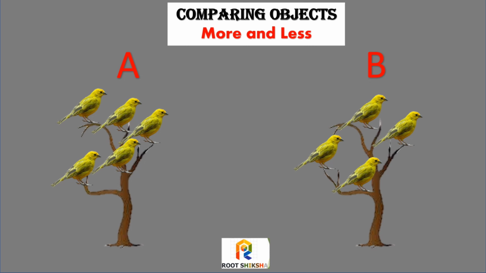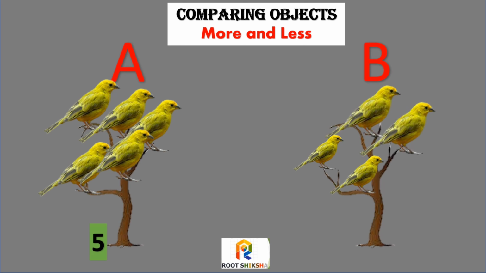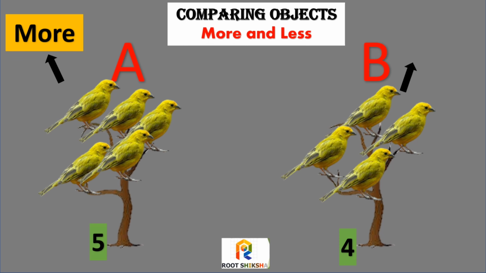Next one, again compare A and B. Set A. Okay, count 1, 2, 3, 4, 5. Set A has 5 birds. Next, set B. Let's count 1, 2, 3, 4. Set B has 4 birds. If we compare A and B, A has more, B has less. Okay, A has more, B has less.